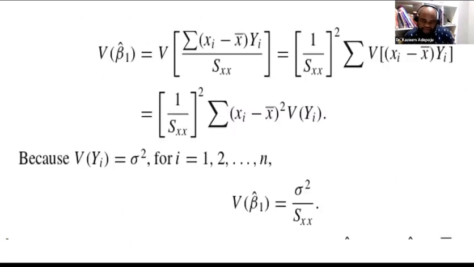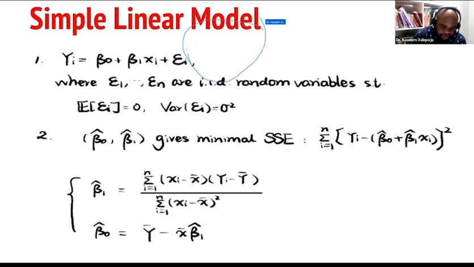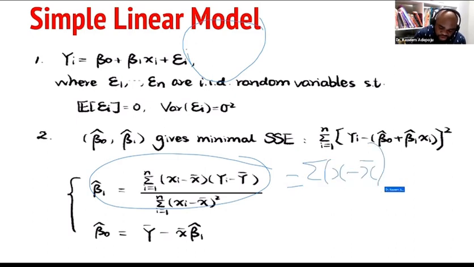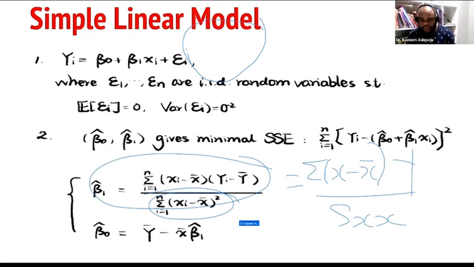Now the next is, how do we derive the variance of beta 1 cap? If I want to find the variance of beta 1 cap, don't forget the whole of this is actually beta 1. You remember? I'm going to walk you back. Take a look at that. I can also write this as x minus x bar times y, divided by Sxx, because don't forget, Sxx is the summation of x minus x bar all squared.